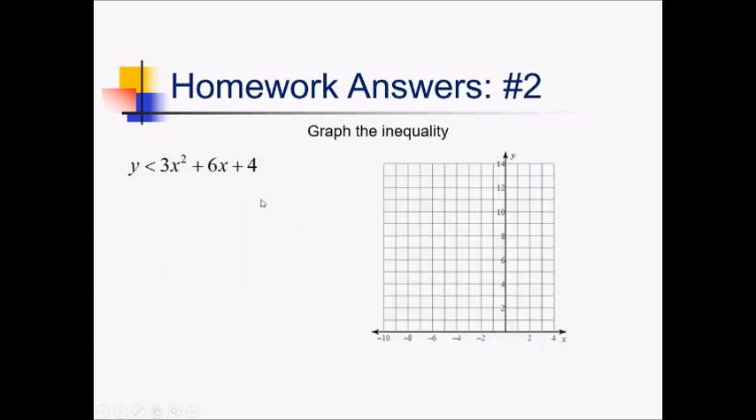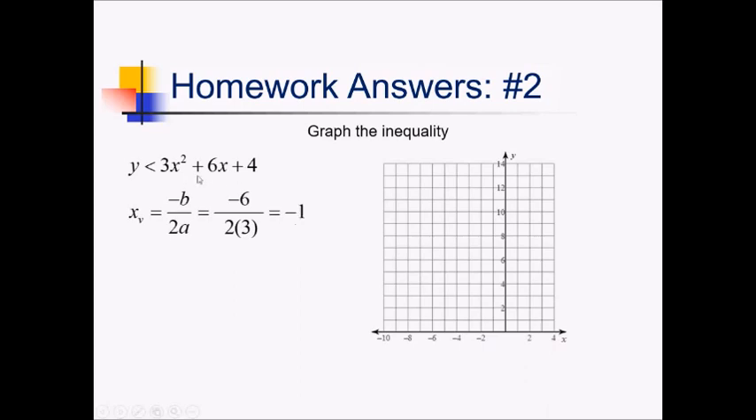To graph this quadratic inequality, let's start by getting the vertex. So we can find the x value of the vertex with negative b over 2a, and we'll use that because this is in standard form here. So our b value is going to be 6, so we have negative 6 over 2 times the a value, 3. So that's negative 6 over 6, which is negative 1.